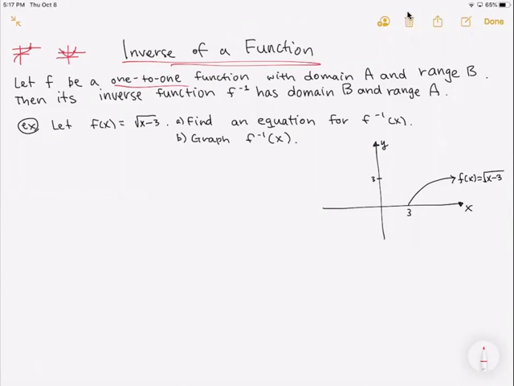And then let's continue. It says a function with domain A and range B, then its inverse function has domain B and range A. So you're interchanging x and y. That's what it means. So for our example, part A, it says find an equation for the inverse function.